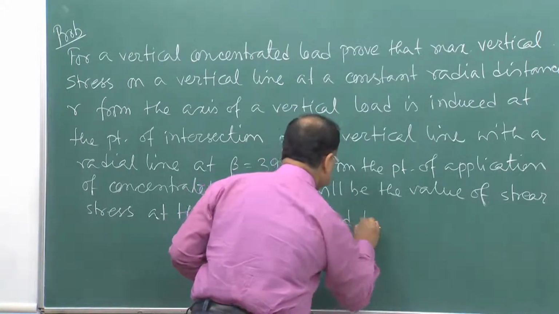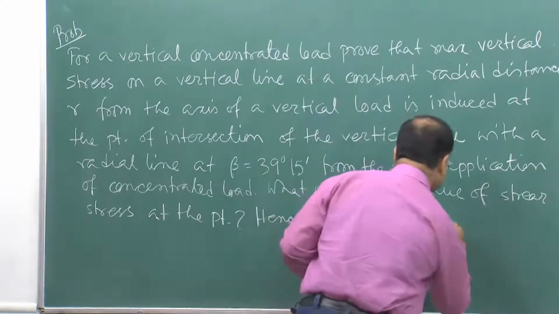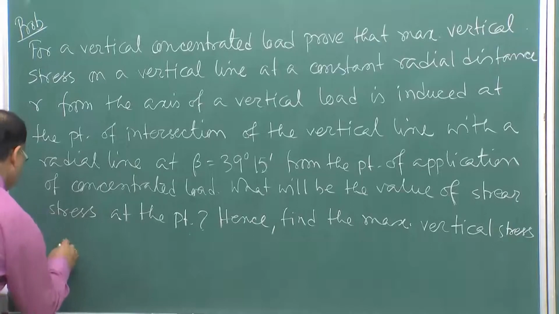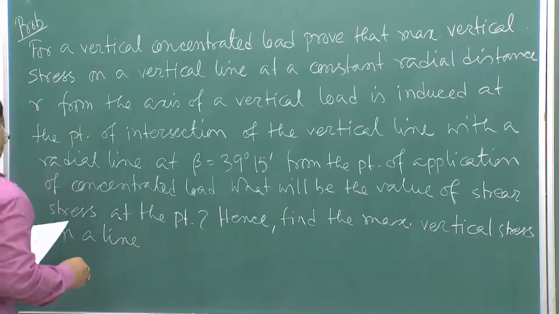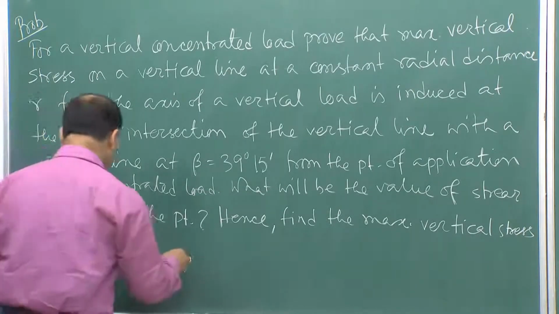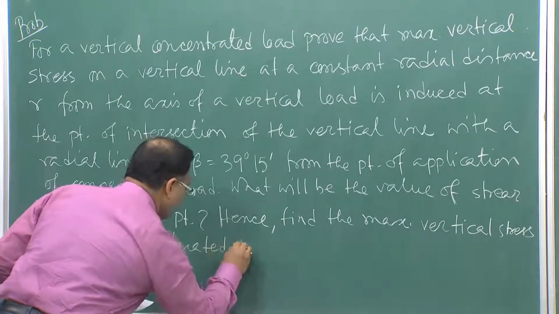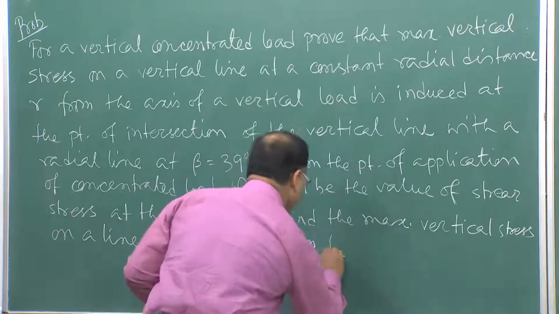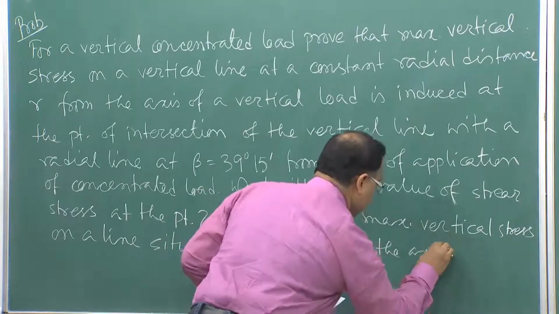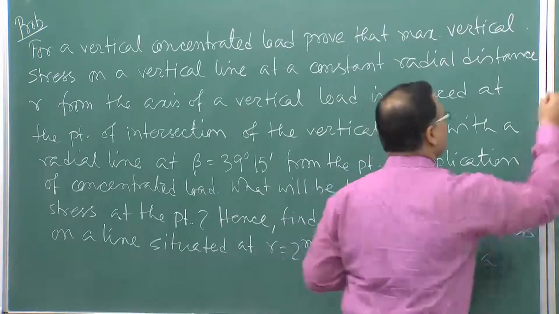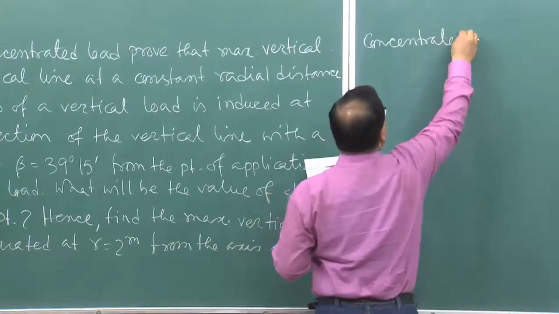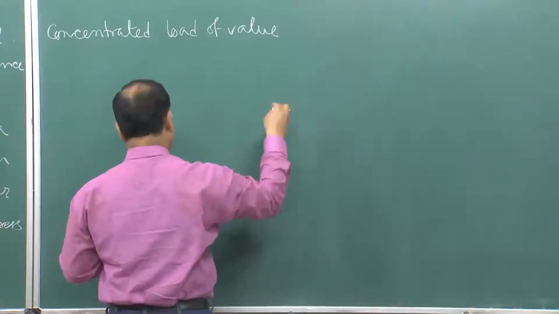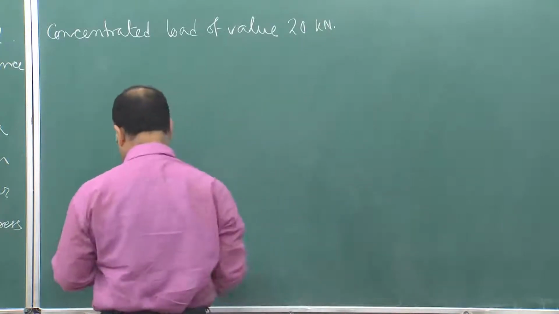find the maximum vertical stress on a line situated at r equal to 2 meter from the axis of a concentrated load of value 20 kilonewton. Okay. So, let me draw it.